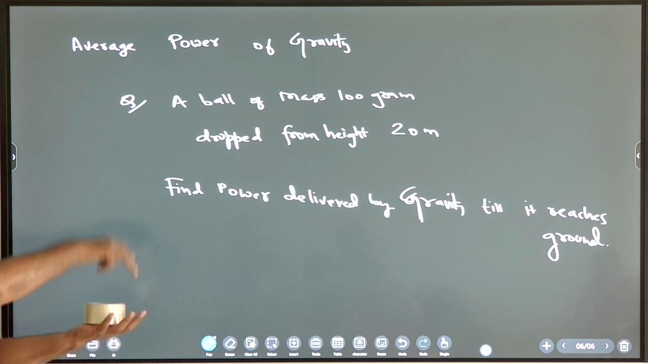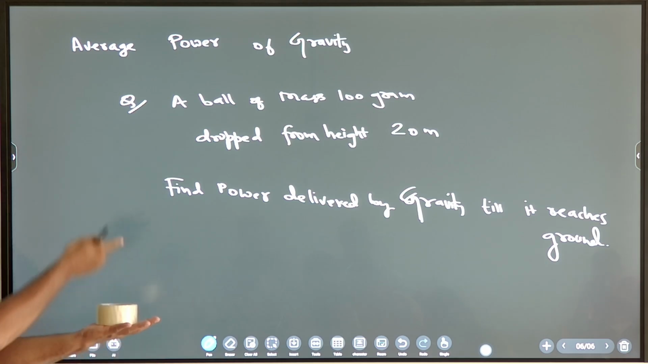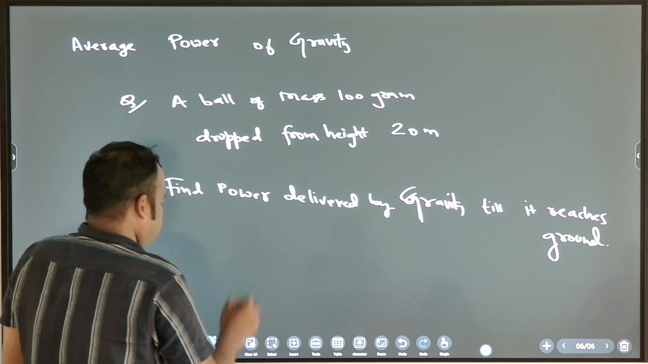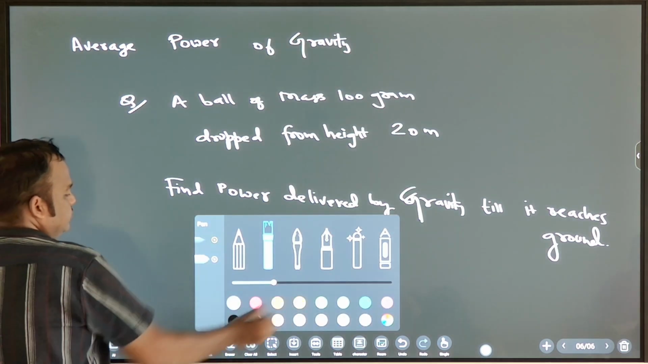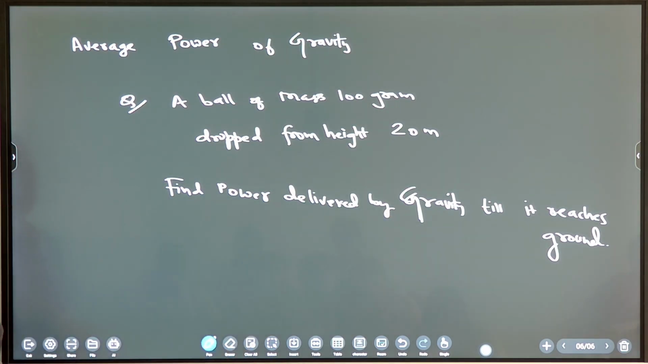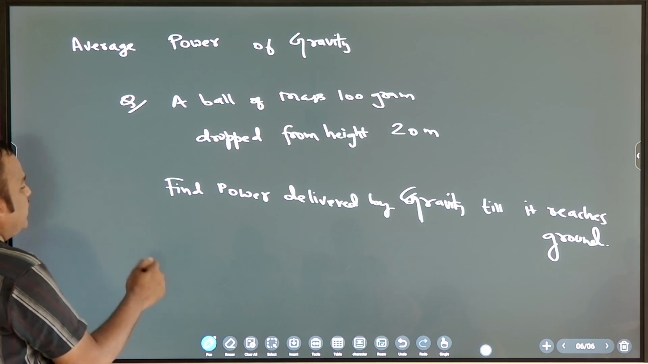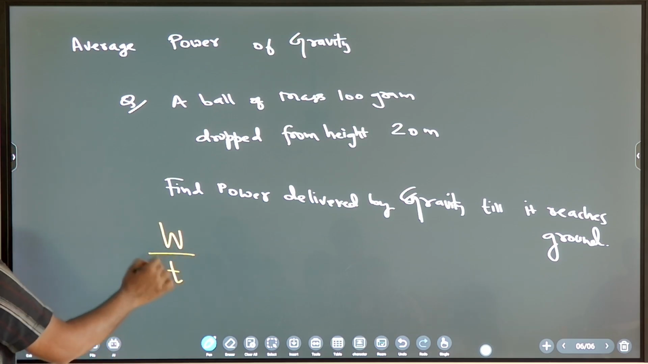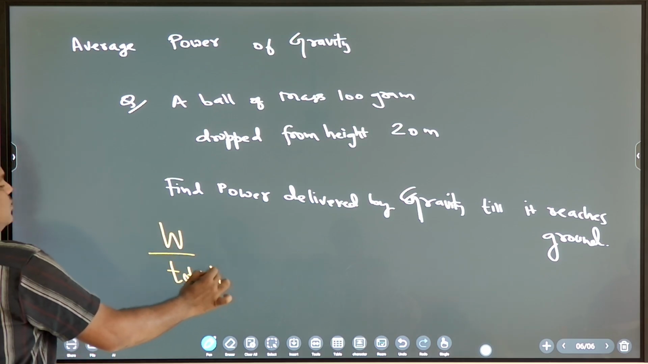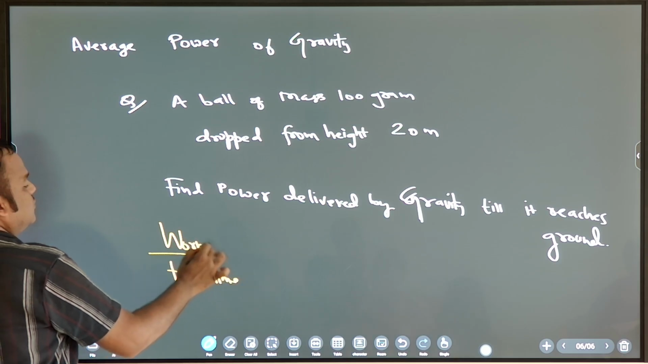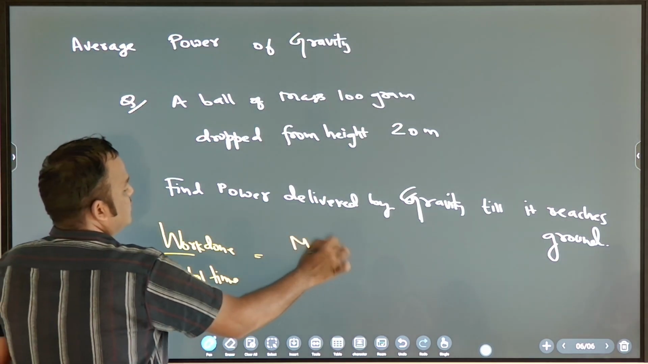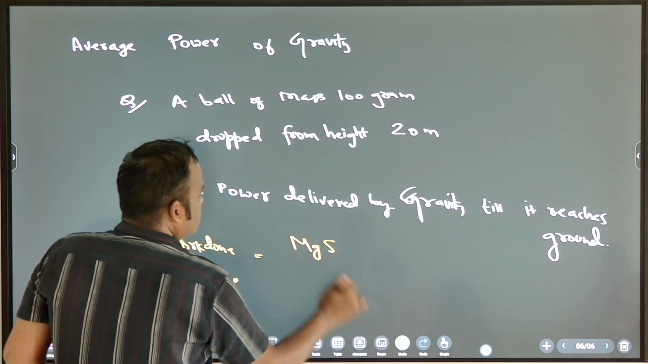Suppose this is the ground. So this is 20 meter. So what is the power delivered by gravity? So how to solve this? mgh, very good. Power is work done per unit time, so you can use work done upon total time. How much work is done? mgh. So work done is mgh.